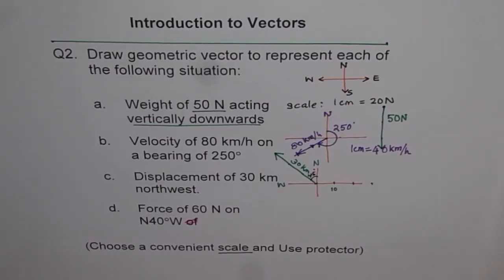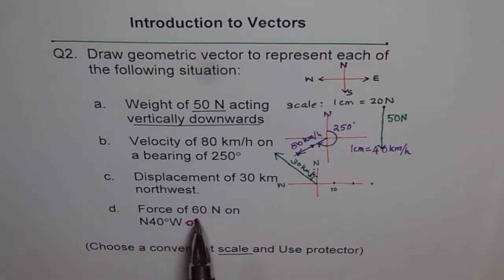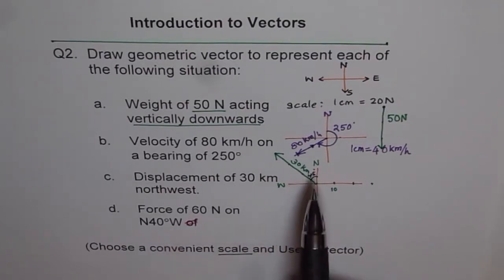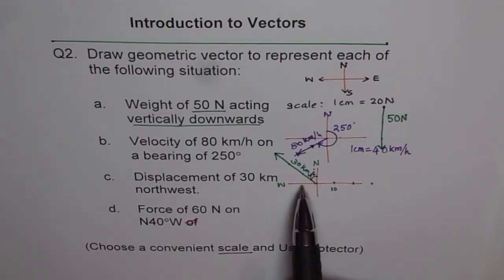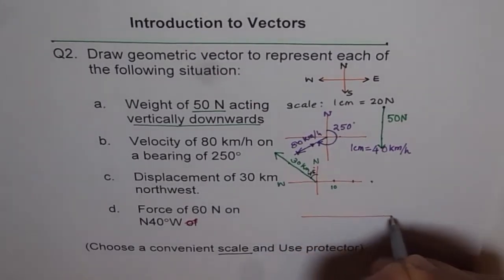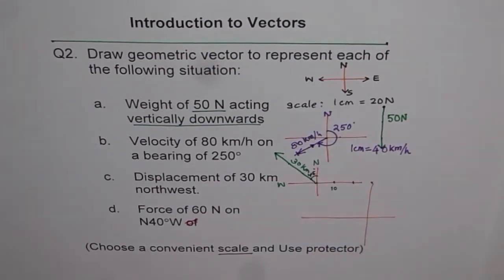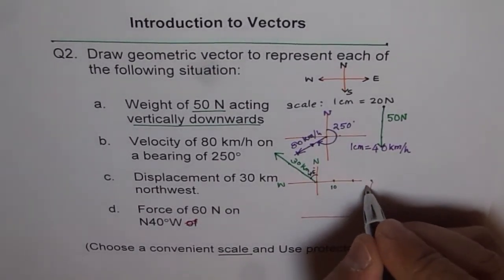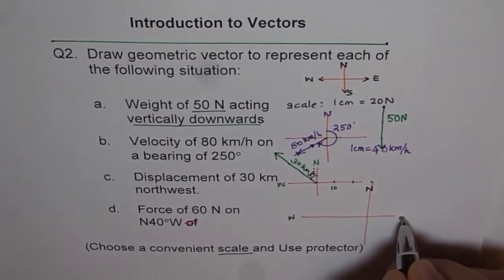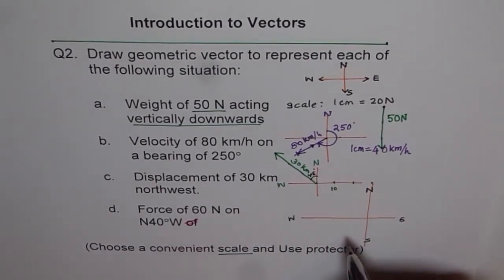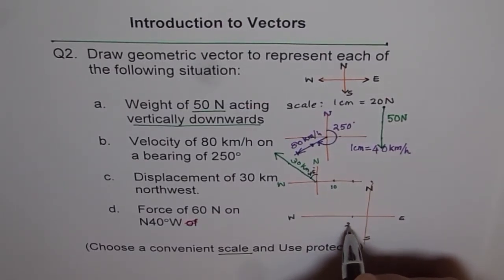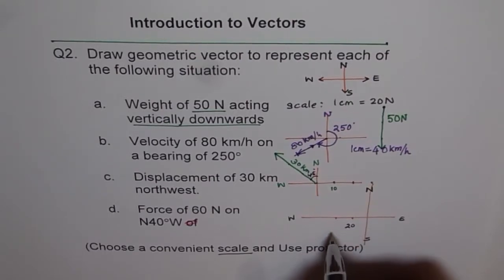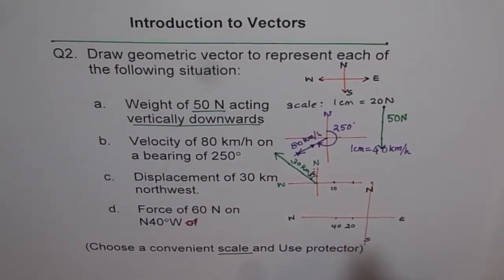Scale. Last, force of 60 newtons on north 40 degrees west. So it is 40 degrees north from west, right? So let's make this here. So again, north is always here, so we'll just mention west, east and south. 60 degrees north. So let's choose a scale and say, well, every unit here is 20 for us. Let's say 1 centimeter is 20 units. So it's 20, 40, like that, correct?